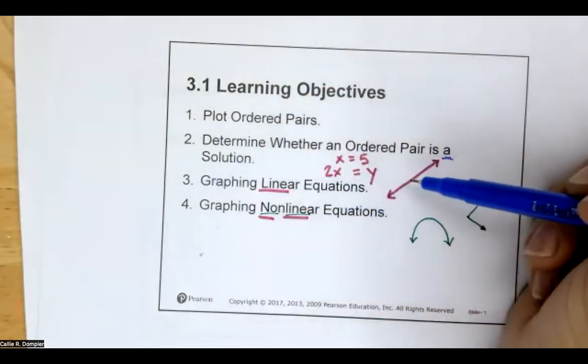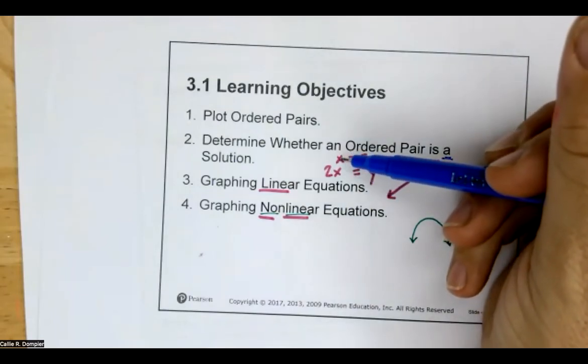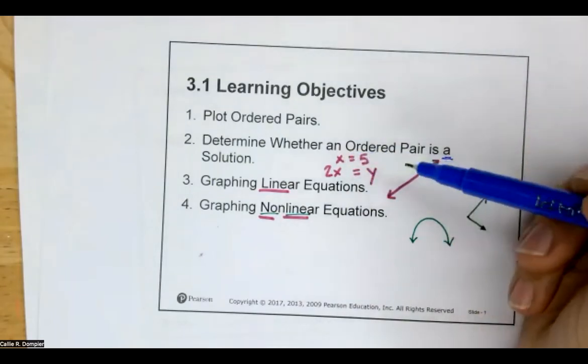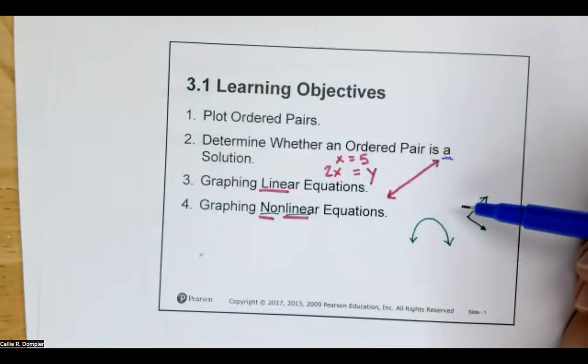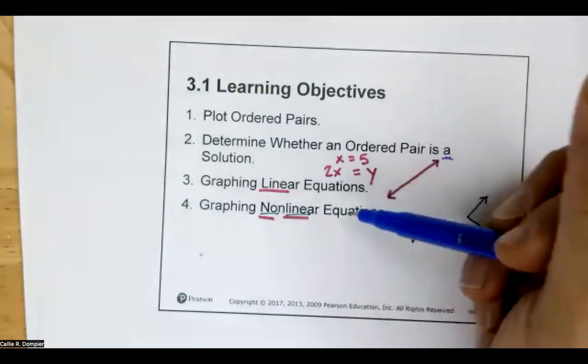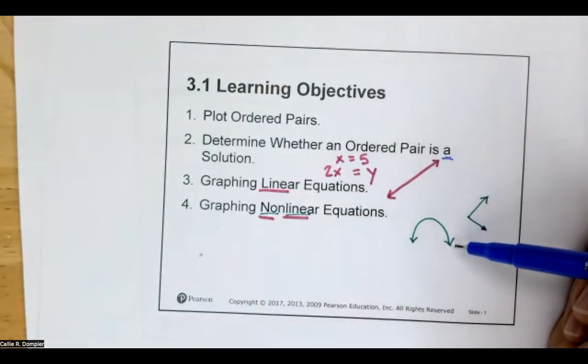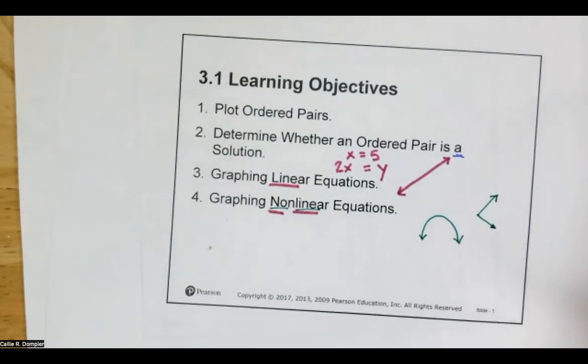Graph linear equations. That means the equation is a line. X is not raised to any power. Y is not raised to any power. And now we're on to graphing nonlinear equations. Linear means line, right? Nonlinear means it's not going to be a line. It might be a curve, and it might have a turn in it.